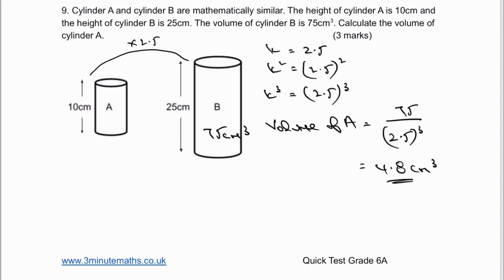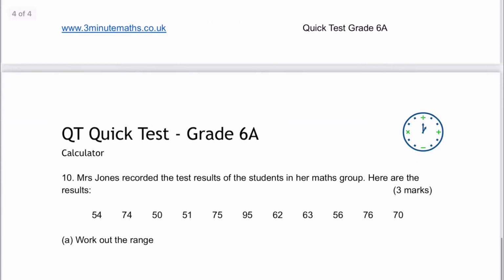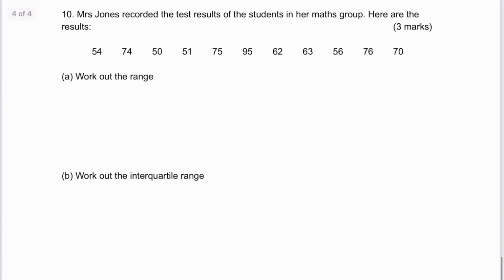Okay, so we're on to the final two questions here for this particular worksheet. I hope it's useful to you. Let's move on then to Mrs. Jones. So Mrs. Jones recorded the test results of the students in her maths group.